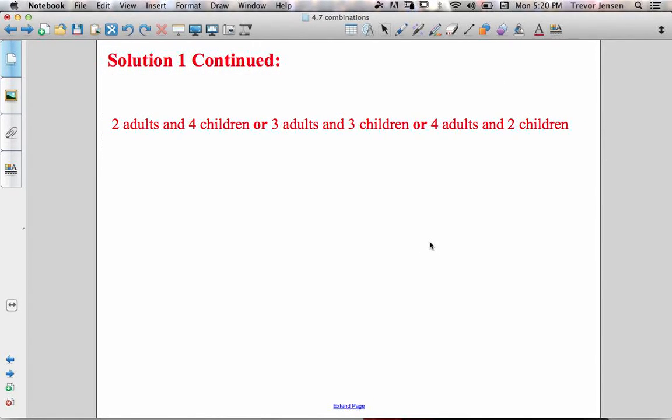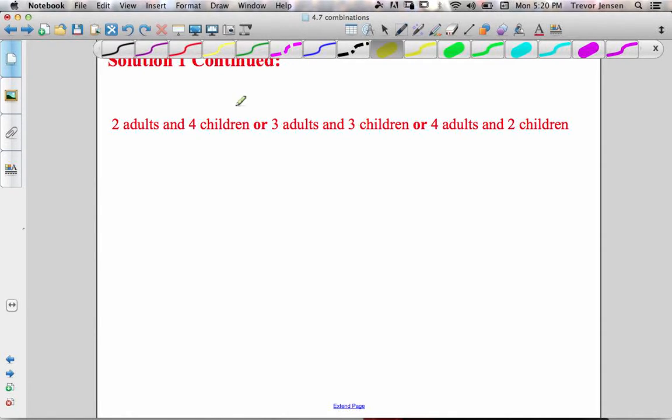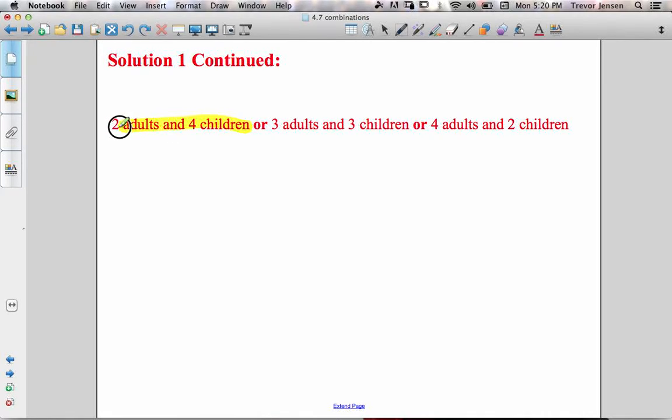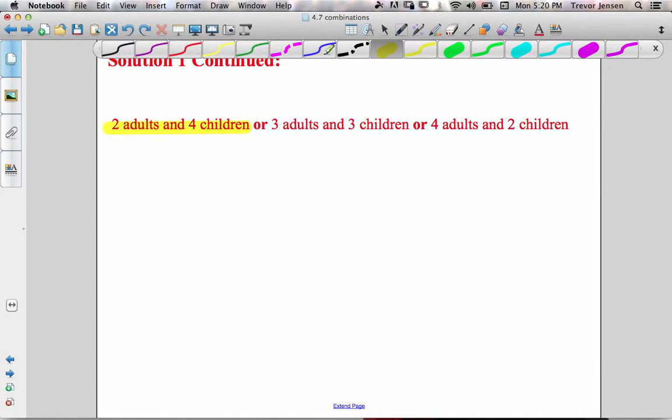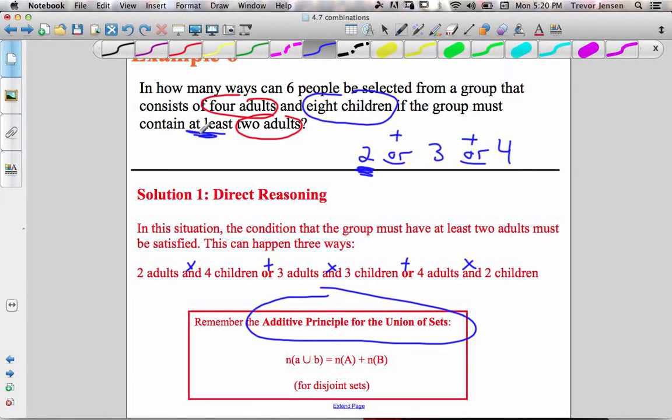Okay, so this is the first way we could satisfy there being at least 2 adults in a group of 6. There would be 2 adults and 4 children. That's one way it could be satisfied. So if I'm going to have 2 adults and 4 children, I'll use red for adults. I need to have 2 adults.